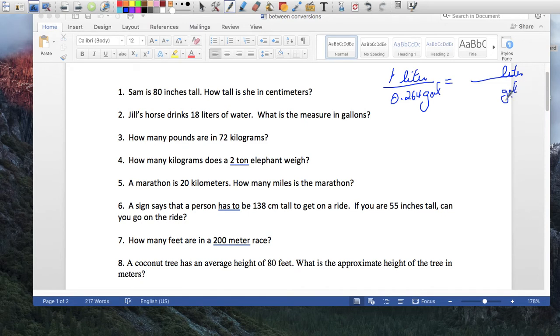And let's see what we need. So 18 liters. I'm going to write that, and we need to find that equivalent in gallons. So what's the relationship? Times 18, and here, times 18. We're going to multiply 18 times 0.264, and you're going to get 4.752 gallons. Okay.